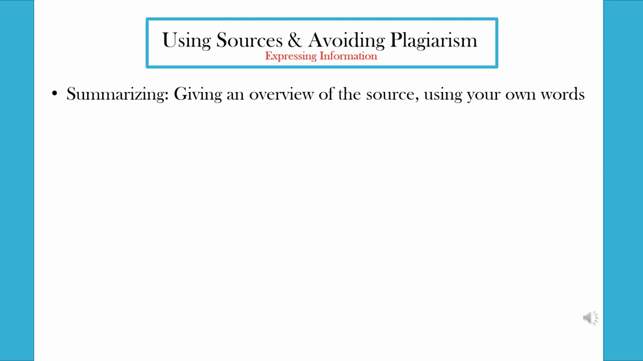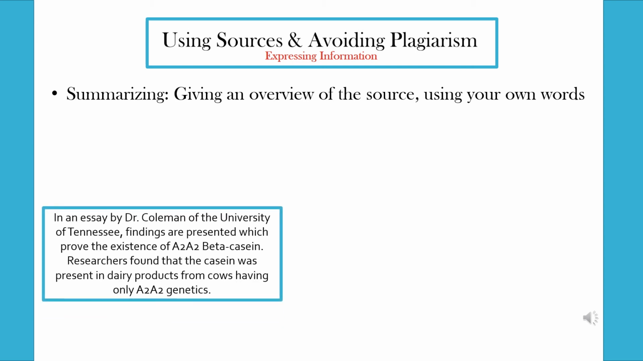This is giving an overview of the source using your own words. Let's just say you read an article on A2A2 beta casein in dairy cattle. Here's how you would summarize it. In an essay by Dr. Coleman of the University of Tennessee, findings are presented which prove the existence of A2 beta casein. Researchers found that the casein was present in dairy products from cows having only A2A2 genetics. You're including everything that's highly important: who conducted the study, where the study was conducted, and what the findings were. But you're not using the exact words of the author.